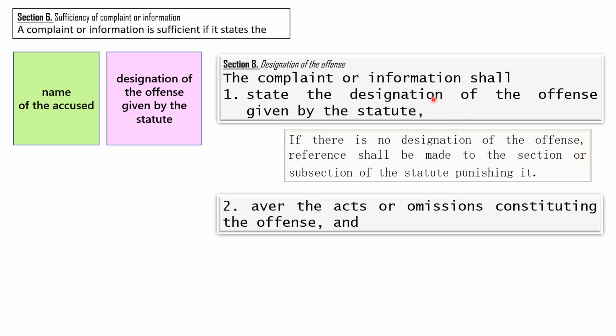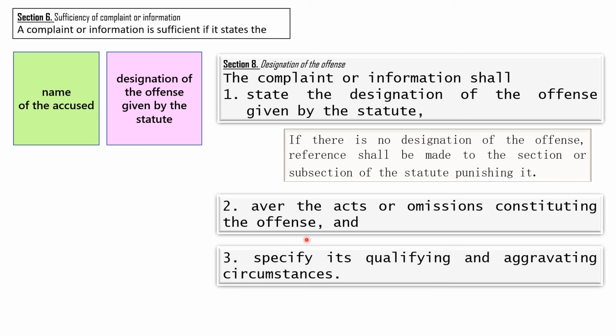Next, the complaint or information should also aver the acts or omission constituting the offense, and lastly, it should specify its qualifying and aggravating circumstances. So this is very important because if you are not able to specify, take note, the word used is specify, hindi lamang alleged, but you have to specify. You have to put the specifics of your qualifying and aggravating circumstances. So kung hindi mo na ilagay yung qualifying, like for example, you were not able to put in your information treachery, then you cannot convict that accused of murder.